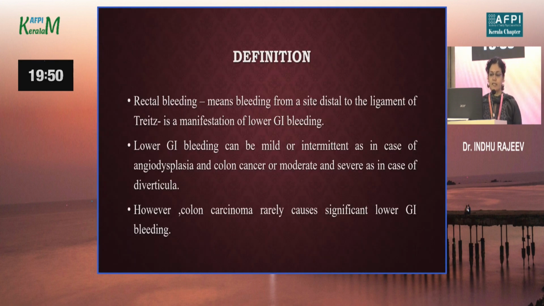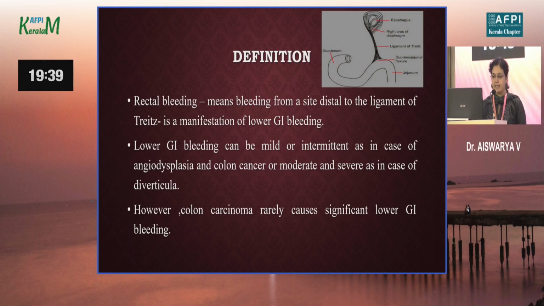So what is the definition of rectal bleeding? Rectal bleeding means bleeding from a site distal to the ligament of Treitz, and it is a manifestation of lower GI bleeding. Lower GI bleeding can be mild or intermittent, as in angiodysplasia, that is, presence of abnormal blood vessels, and colon cancer, or moderate and severe, as in diverticula. However, colon cancer rarely causes significant lower GI bleeding.